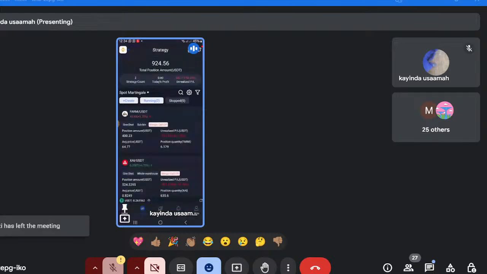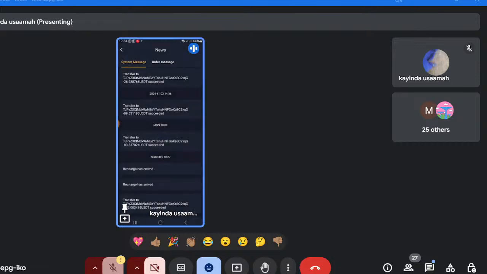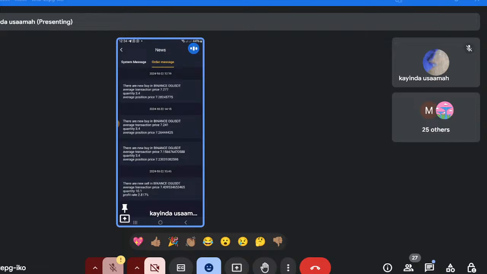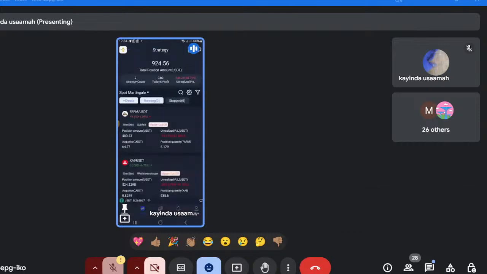Then we have another icon here in the corner, the bell icon. That icon is a notification bar where the robot communicates with you. Whatever information it wants you to read is found here. The trading messages and also the system messages are all found here. When the robot wants to communicate with you, it sends you messages from here.